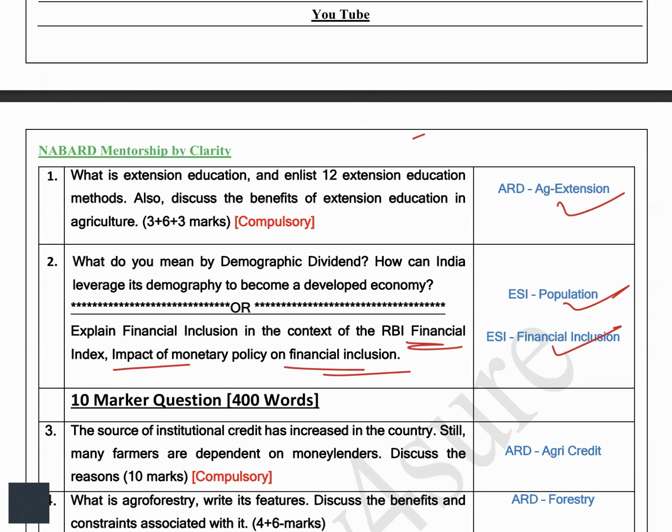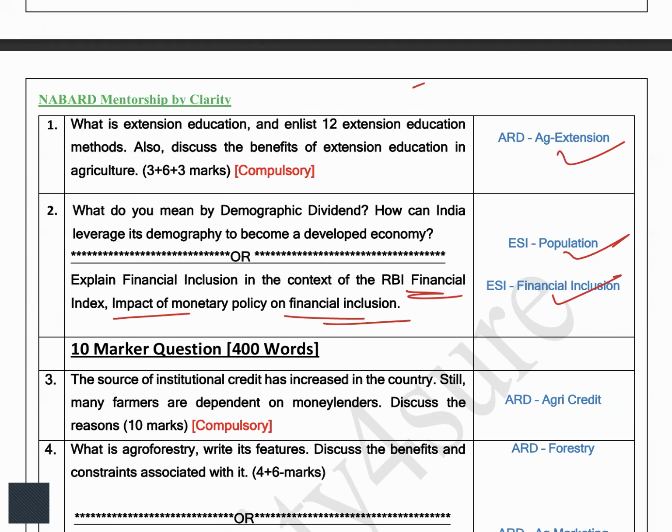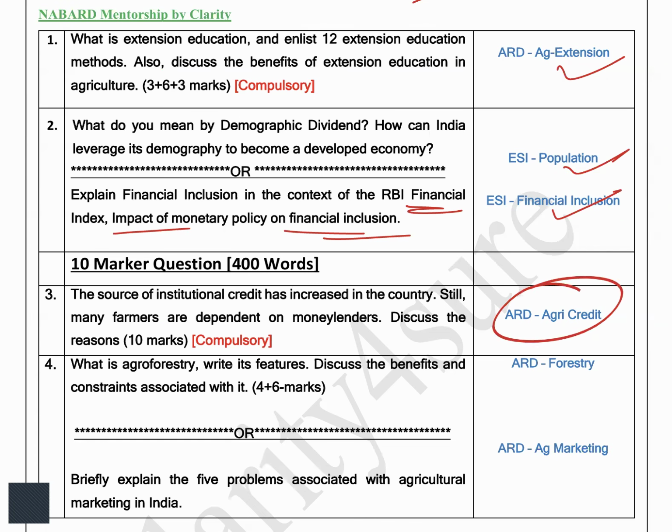So if anybody had to attempt, then this is an easier question from NABARD's point of view than this. So you could have attempted this easily. Now coming on to the 10 marker, again the agriculture credit question comes. In 2024 they asked, again they are asking the sources of institutions. So the same type of questions are repeating in the descriptive area.